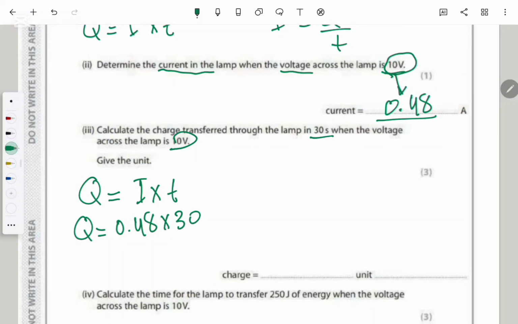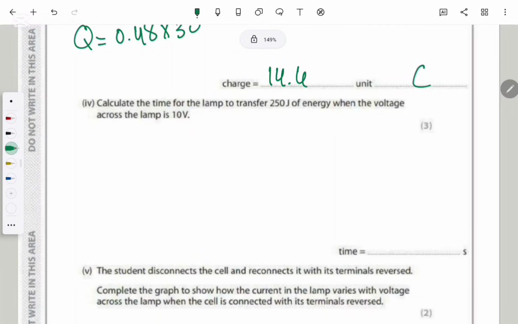If I remember correctly, it's supposed to be 14 point something. Yes, 14.4. And the unit for charge is coulomb, a big capital C. Don't forget about that. This is the unit for it, something that we call coulomb.